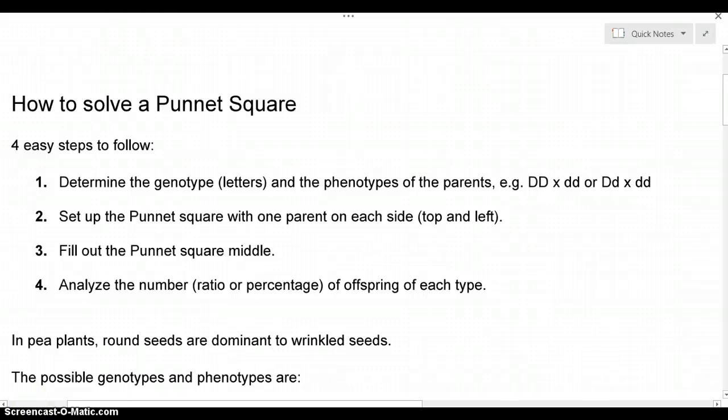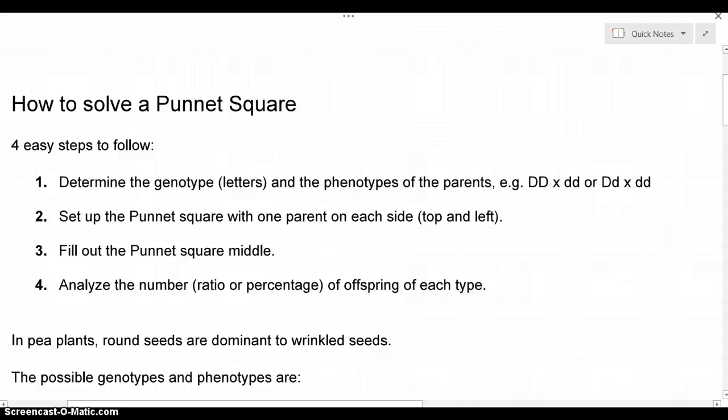Hi folks, today we're going to look at solving Punnett squares. A Punnett square is a diagram that we use to determine or predict the outcome of a genetic crossing between two organisms. There are 4 easy steps to follow. Let's look at them quickly.